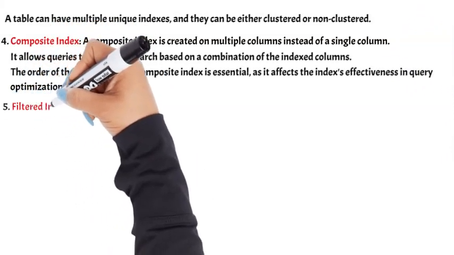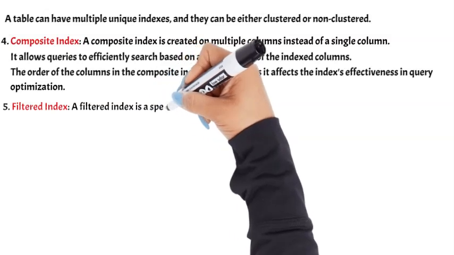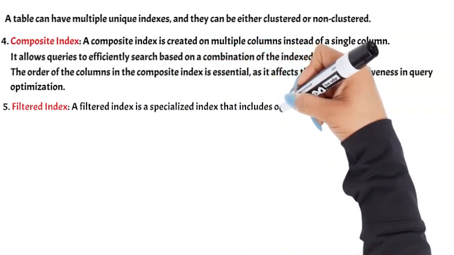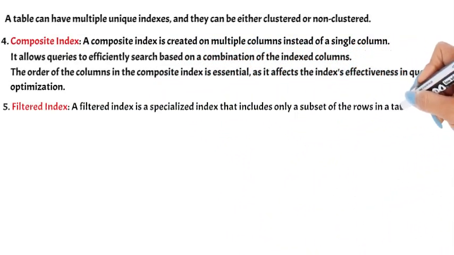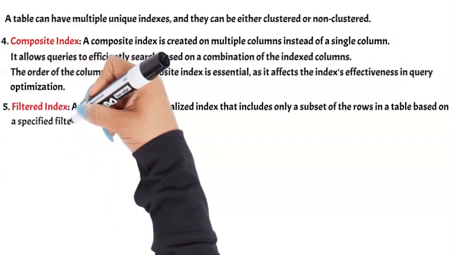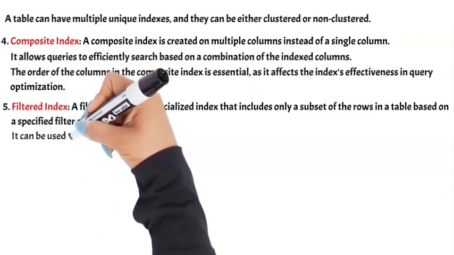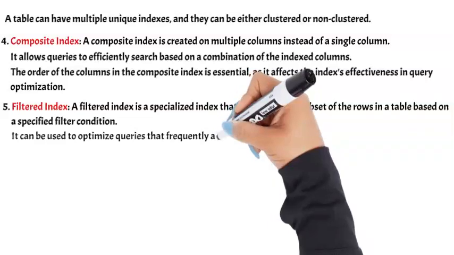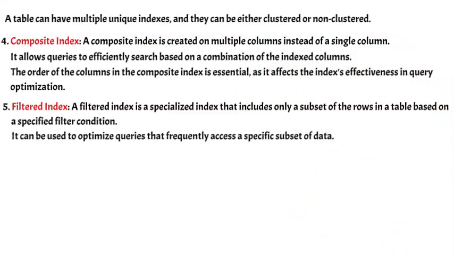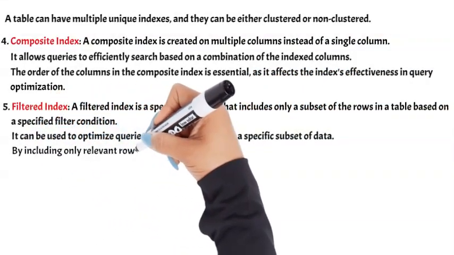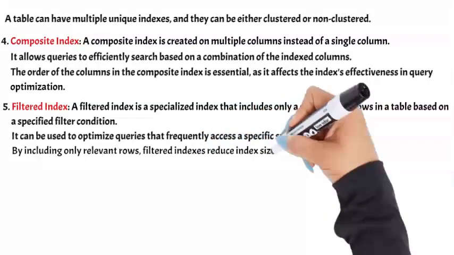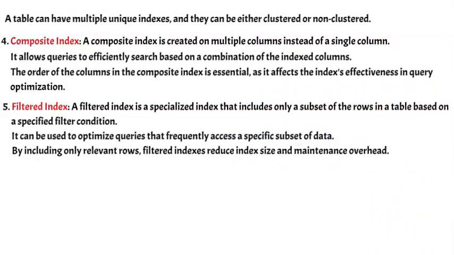5. Filtered index. A filtered index is a specialized index that includes only a subset of the rows in a table based on a specified filter condition. It can be used to optimize queries that frequently access a specific subset of data. By including only relevant rows, filtered indexes reduce index size and maintenance overhead.